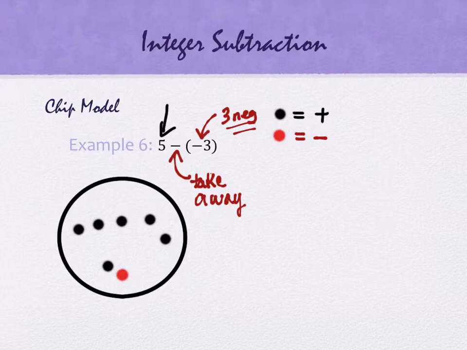Add a black and a red chip, that's a 0 pair. I didn't change the value. And now I have a negative chip in my circle, right? But how many negative chips am I supposed to have? 3. So I need to do it again.